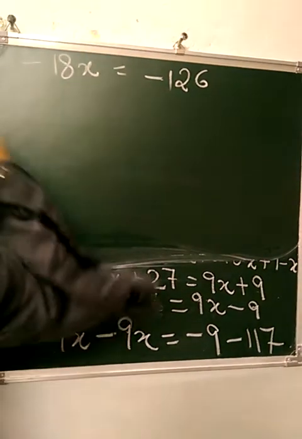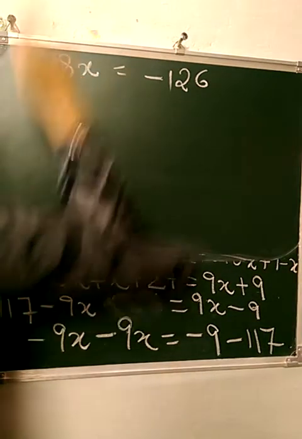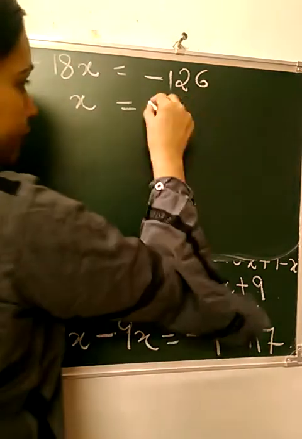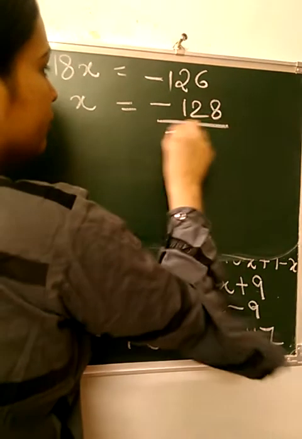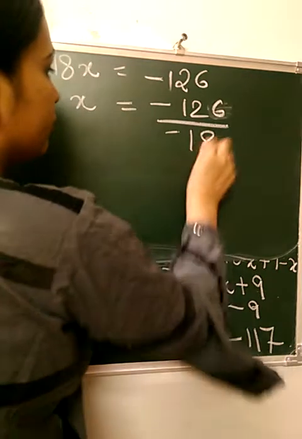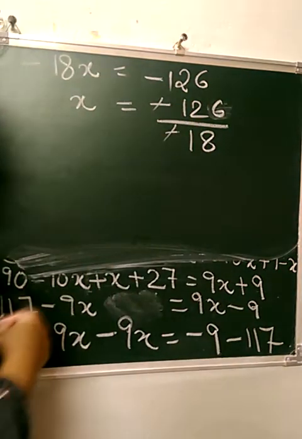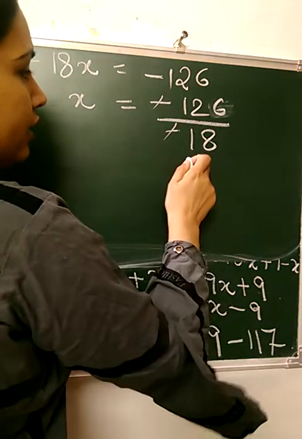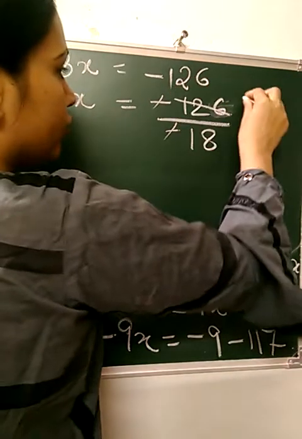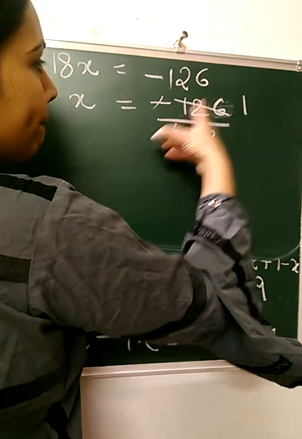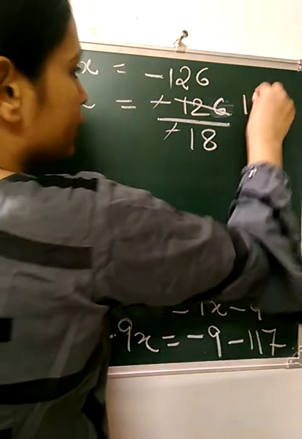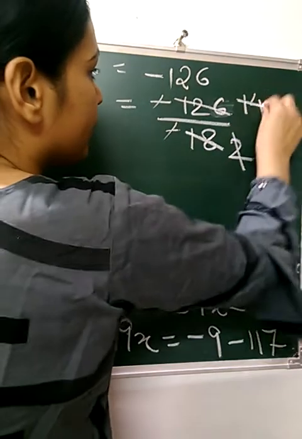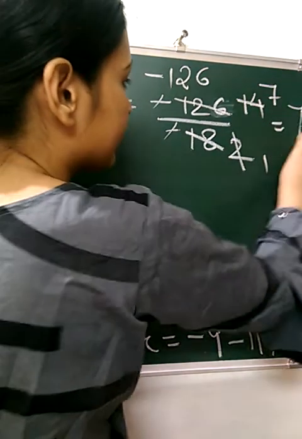Okay, now we need the value of x, so 18 will be transposed to that side, so since it is in multiplication, it will become division. Sign will be cancelled. Now 126 and 18 both are divisible by 9, so 9 ones are 9, 9 fours are 36, and 9 twos are 18. Again both are divisible by 2, 2 ones are 2 and 2 sevens are 14. So the value of x is 7.